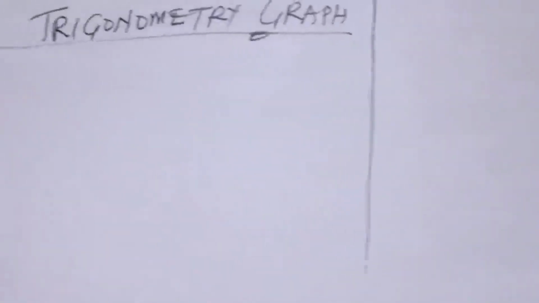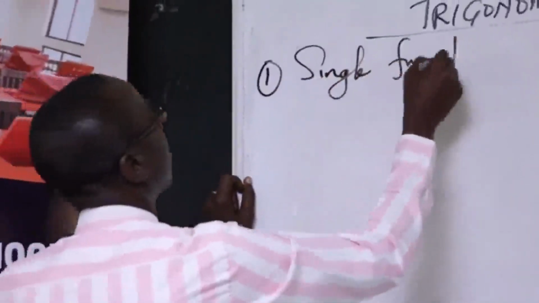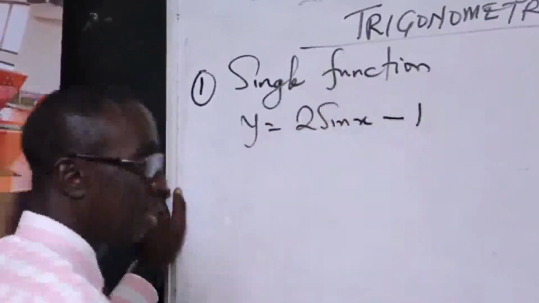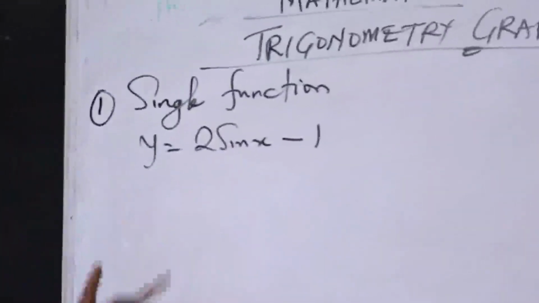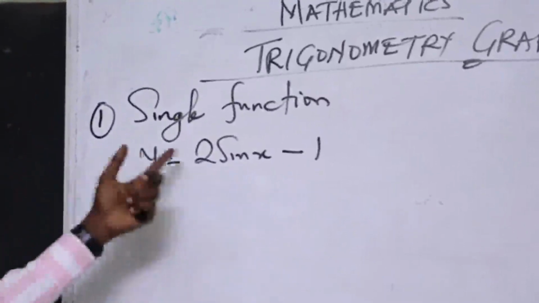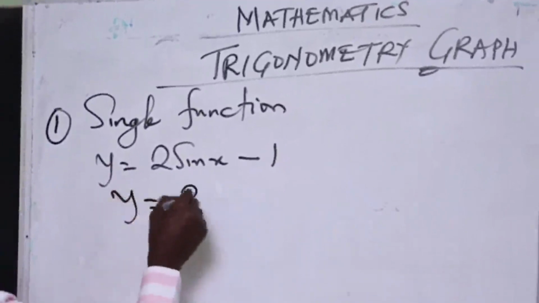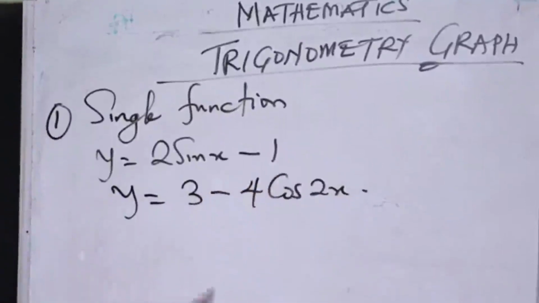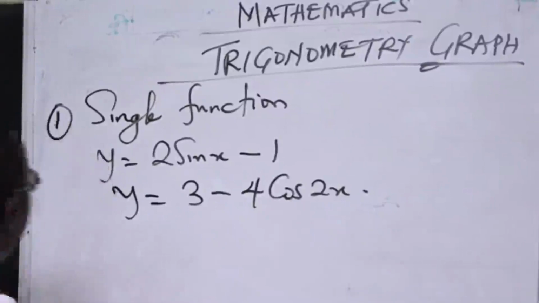You remember I said an example of the first one, which is a single function, is y is equal to 2 sine x minus 1. The function here is sine x. Yes or no? Is there any other function there? So that's why I say it's a single function trigonometric graph. You could also have y is equal to 3 minus 4 cos 2x. The cos 2x here is the function there. Yes or no? Yes, and if there's no other function, that makes it a single function.